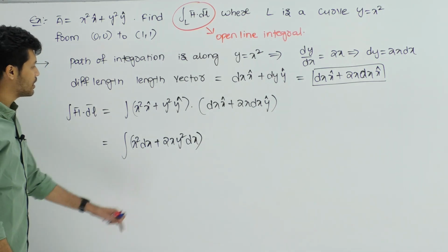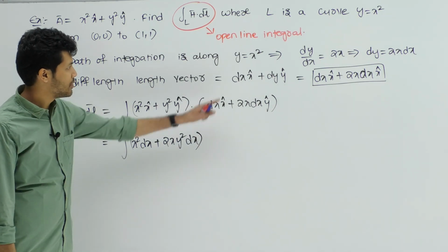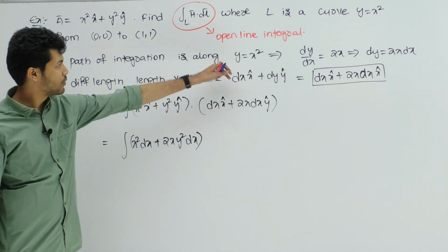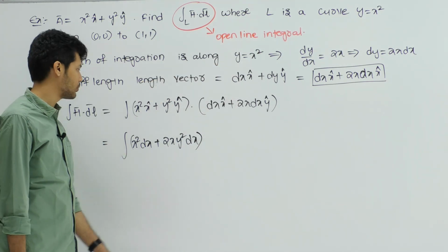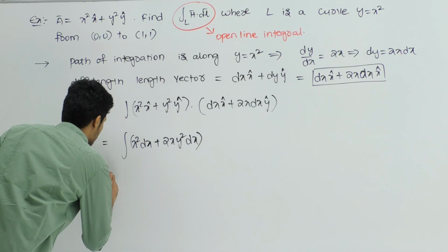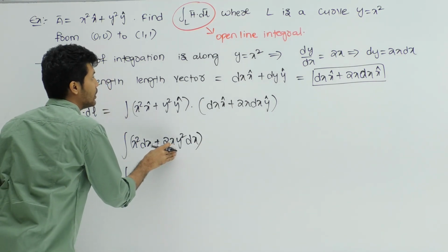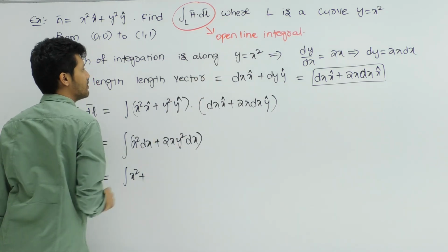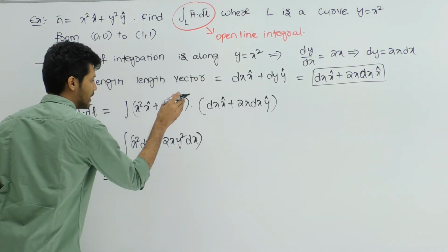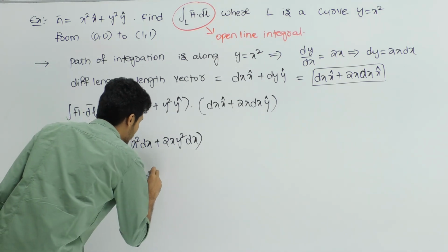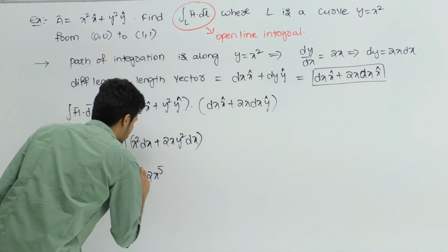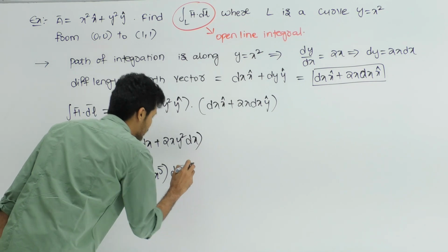And furthermore we can replace this y square also by means of this expression. Now according to this, what is the value of y? Y is nothing but x square. So I can replace this as x square plus 2 into x into y square. Y square becomes how much? That is nothing but x power 4. So x power 4 into x becomes x power 5. So this is 2x power 5 into dx.